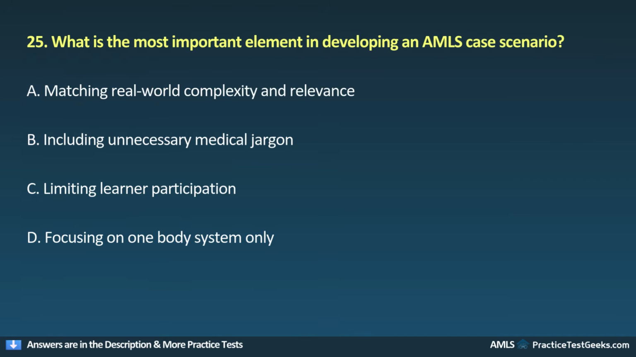25. What is the most important element in developing an AMLS case scenario? A. Matching real-world complexity and relevance. B. Including unnecessary medical jargon. C. Limiting learner participation. D. Focusing on one body system only.